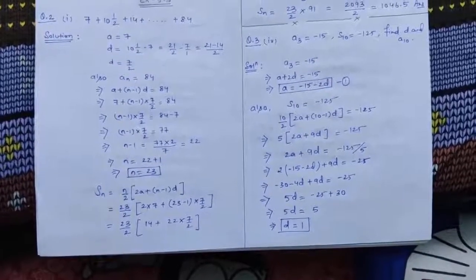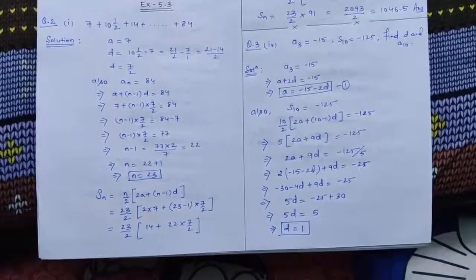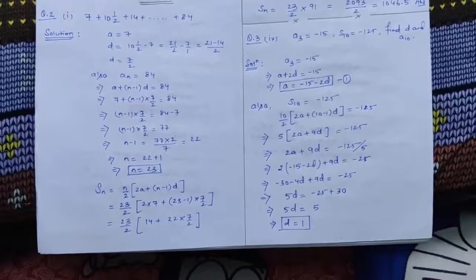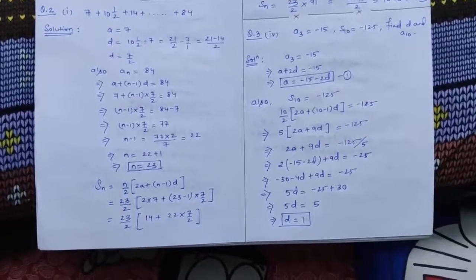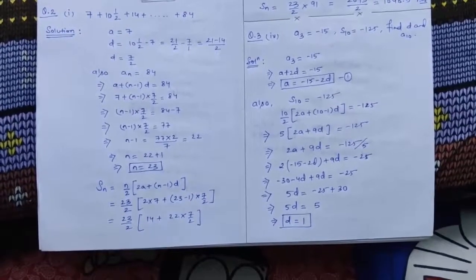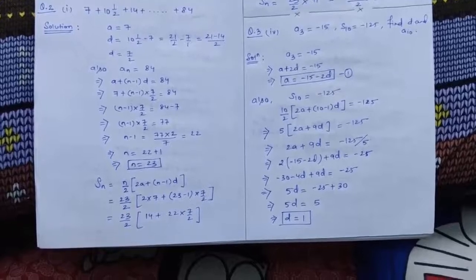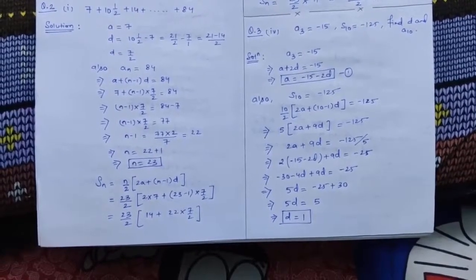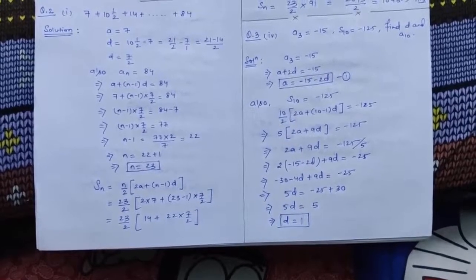5 goes to the right side and I divide minus 125 by it. Then I got 2 times a, putting the value of a, which is minus 15 minus 2d, plus 9d is equal to minus 25. Calculating it using the concept of equations, I got the value of d equal to 1.